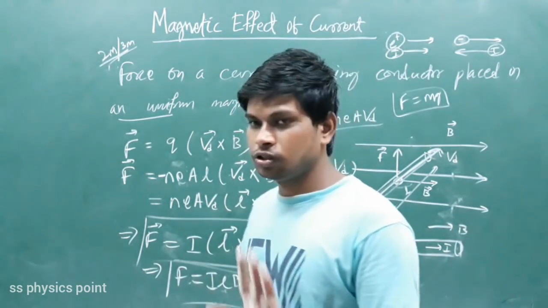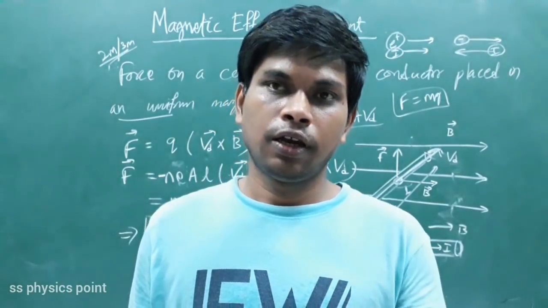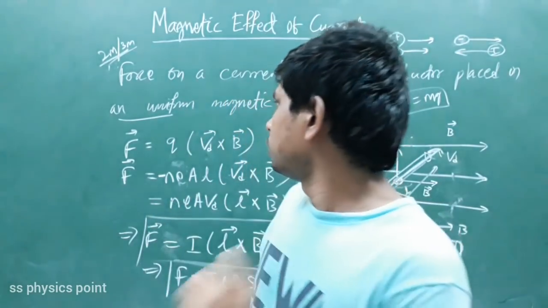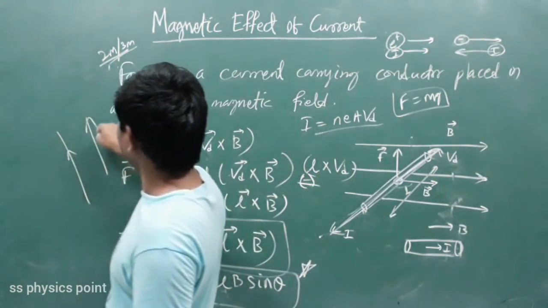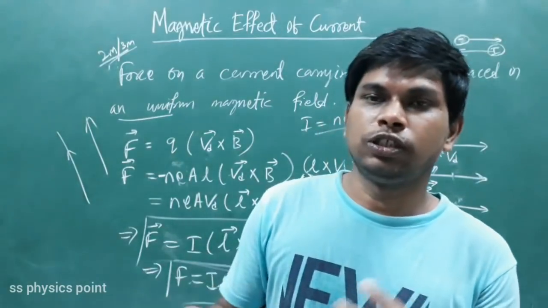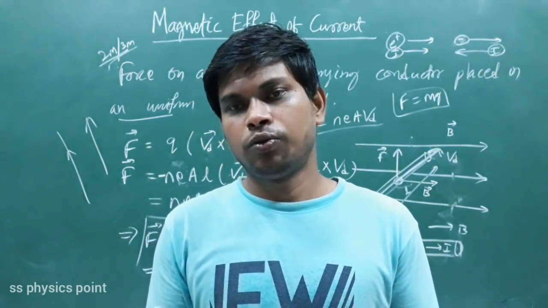So this lecture is this much only. Next we are going to calculate the force between two conductors. There are two conductors, the current is flowing in the same direction or in the opposite direction. We have calculated the magnetic field, but now we will calculate force.